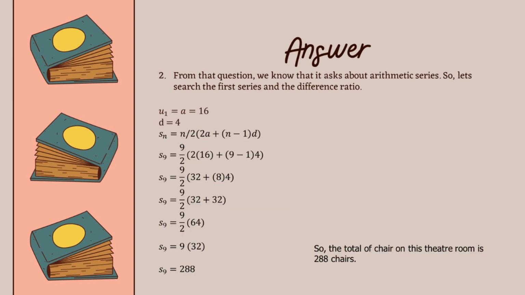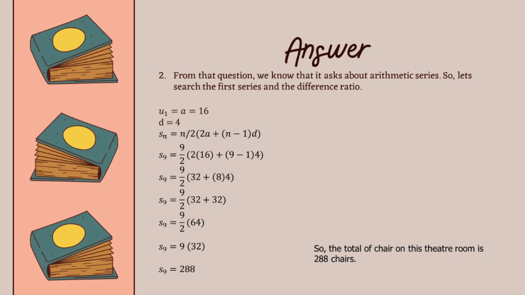Now, number 2. From that question, we know that it asks about an arithmetic series. So let's search the first term and the difference. U sub 1 or A sub 1 equals 16. And the difference symbolized by D equals 4. We know the first term and the difference by reading the question. The basic formula of arithmetic series is S sub n equals n over 2 times the quantity 2 times A sub 1 plus the quantity n minus 1, the quantity, times D, the quantity.